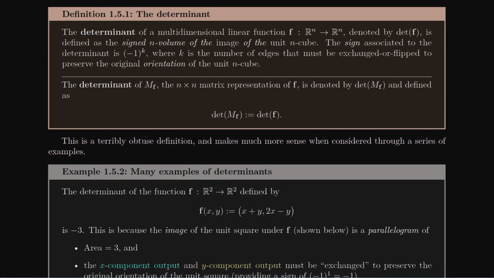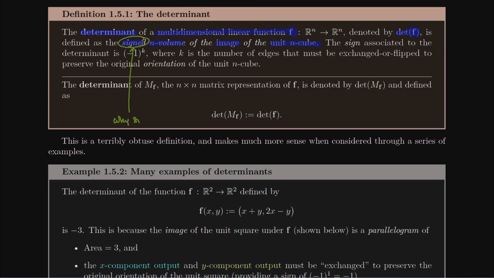Okay, so here I have the actual definition of the determinant. The determinant of a multi-dimensional linear function f, denoted by det f, is the signed n-volume of the image of the unit n-cube. That is a whole bunch of garbage that is basically trying to quantify what I've already described. It's the area of that output parallelogram, but in higher dimensions, it may be a box or a 4-dimensional box and so on. Now this word signed is a little bit important.